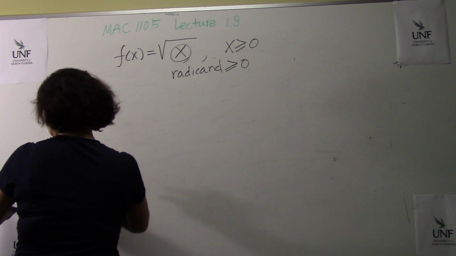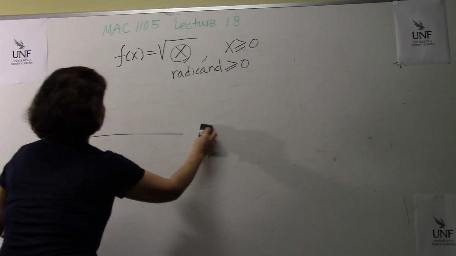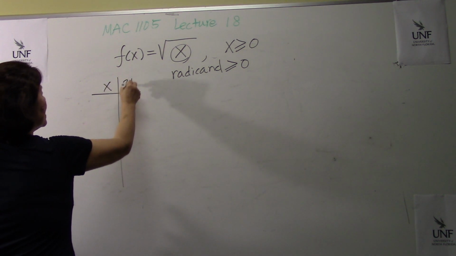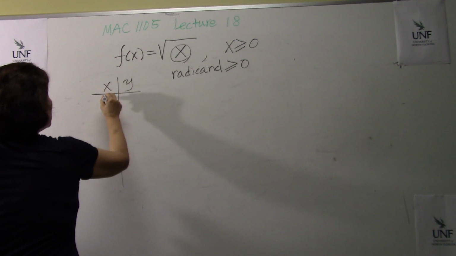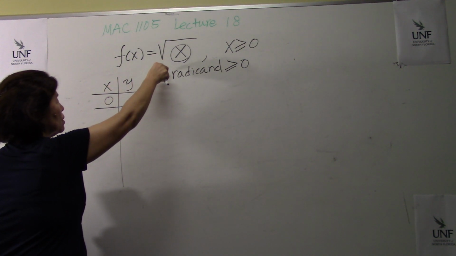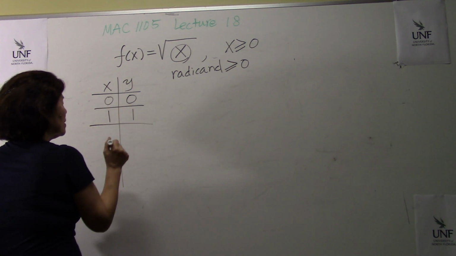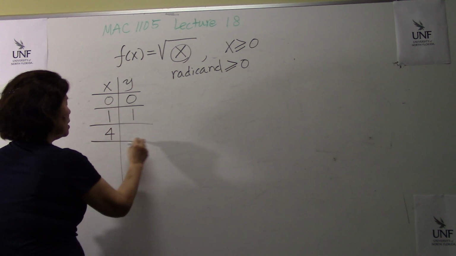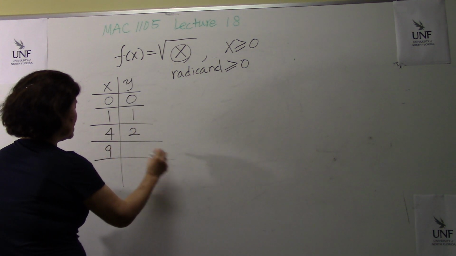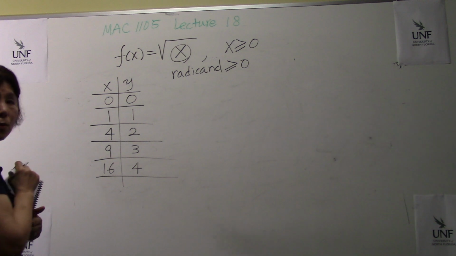Okay? So let's look at the graph. Okay. Well, make a chart. X and y. Well, 0 is the smallest number you can put in. Okay? X equals 0, square root of 0 is 0. When x equals 1, square root of 1 is 1. I'm going to jump to 4, because the square root of 4 is 2. 9, square root of 9 is 3. 16, square root of 16 equals 4, and so on and so forth.